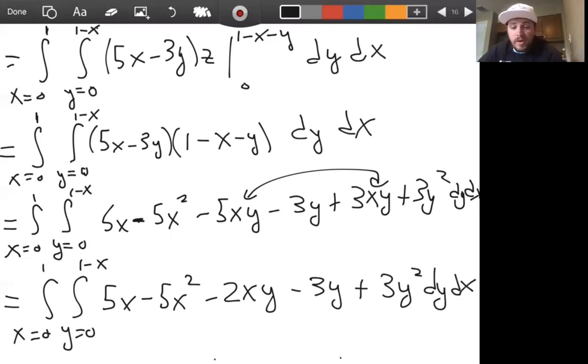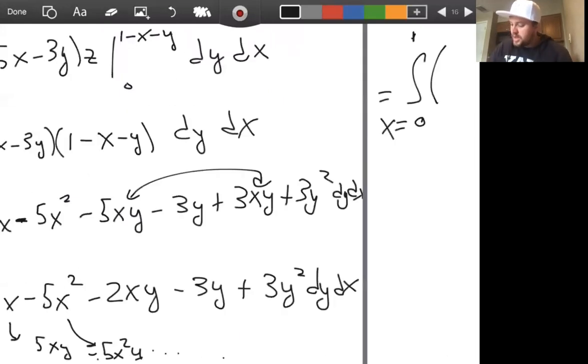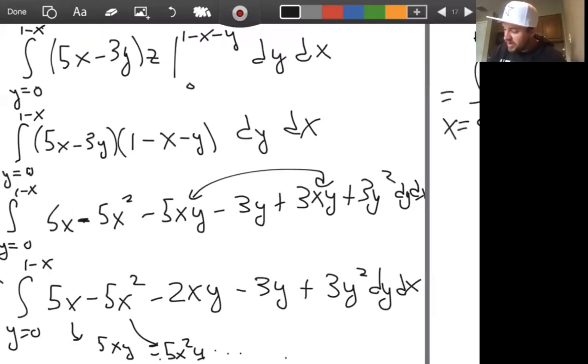And now we're integrating with respect to y, right? And so if we integrate with respect to y, well, everything that's an x is a constant and along for the ride. So the integral of 5x becomes 5xy. The integral of minus 5x squared becomes minus 5x squared y, et cetera, et cetera. So let's write this. Integral x goes from 0 to 1 of, now we have 5xy minus 5x squared y.